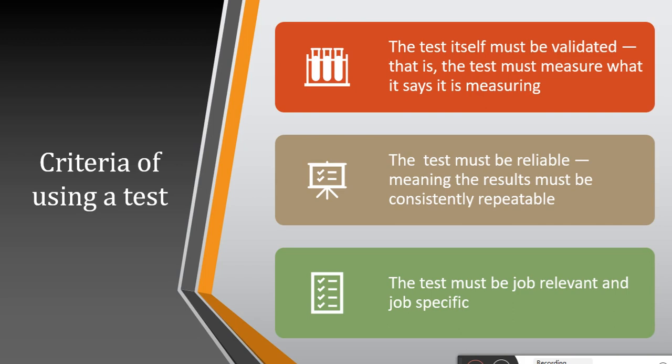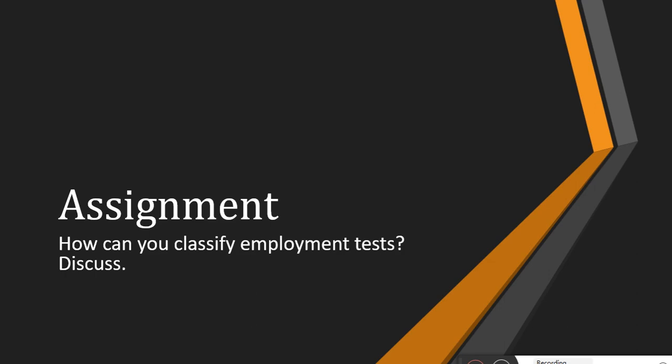Similarly, a test must be reliable, meaning the result must be consistently repeatable. If you are given a midterm paper and then a final term paper, at different occasions you are using these two types of tests, and these tests must be consistent with their results. Similarly, when we have employment tests, the valid test will be the one which has questions on employment. And the last thing is the test must be job relevant and job specific. The questions must be related to the particular job you are appearing for.